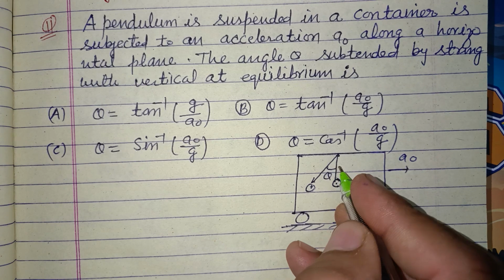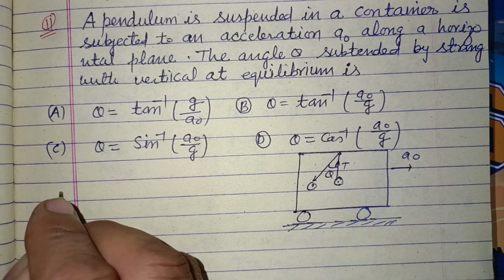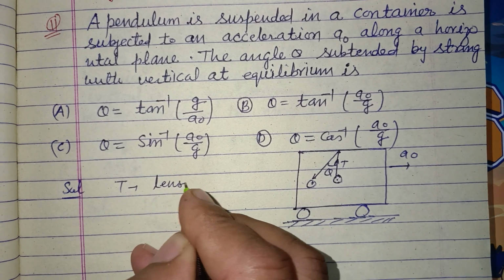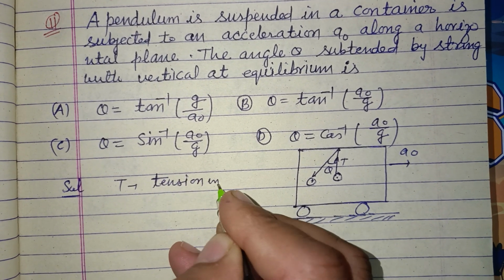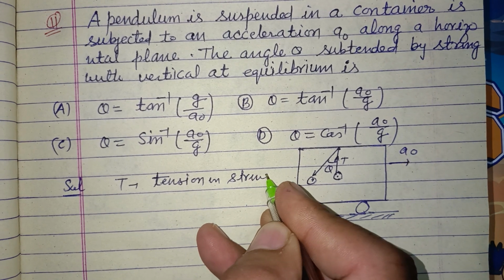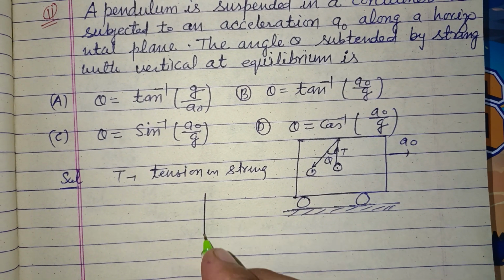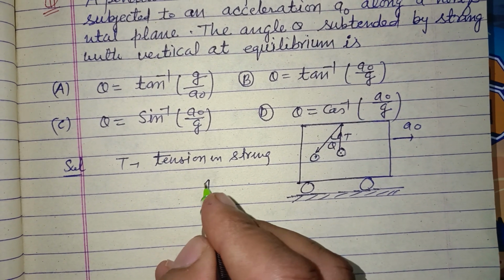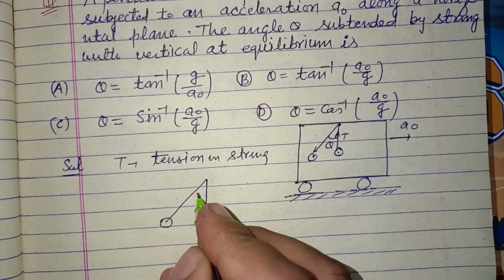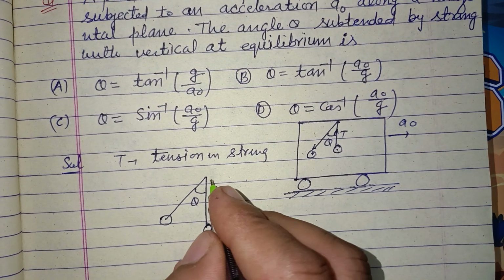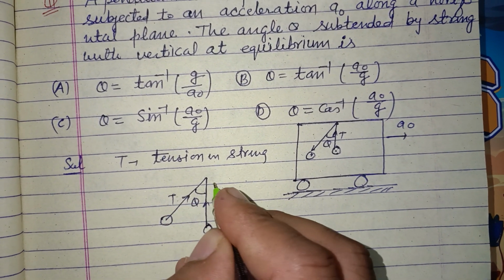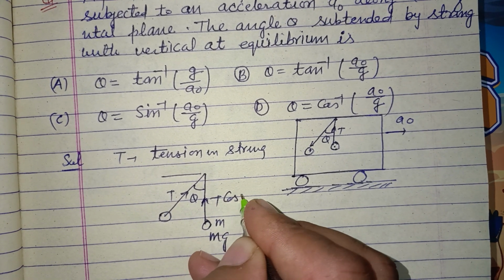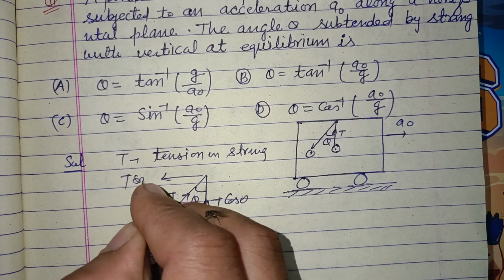and let the tension be T, the tension in the string. So when it makes an angle theta, its weight acts in the downward direction, and we divide this tension into two parts: here is T cos theta and here it is T sin theta.